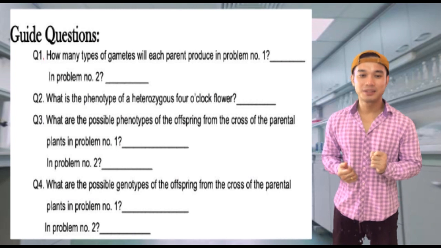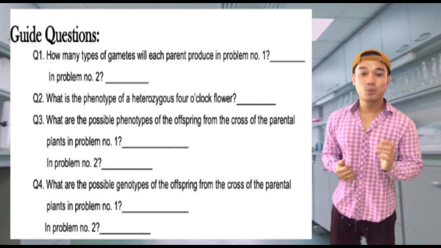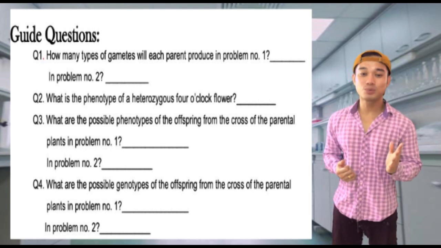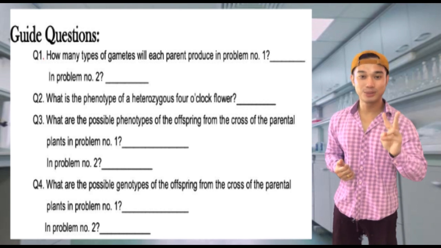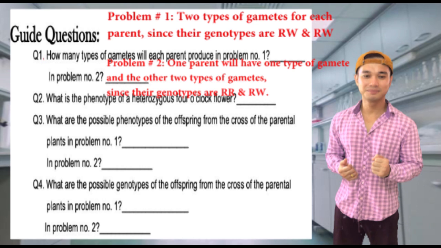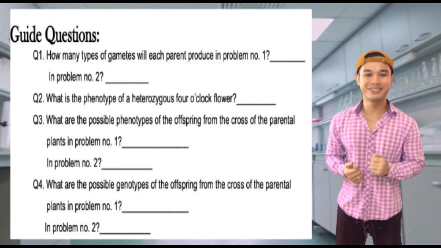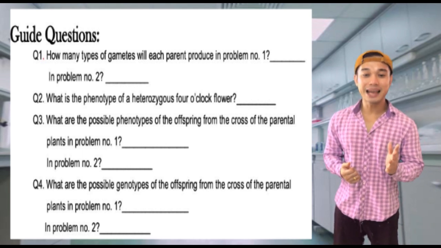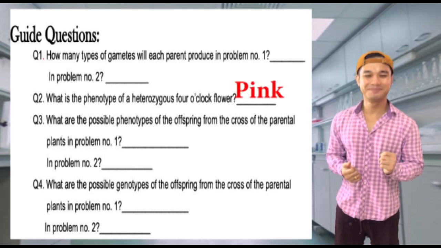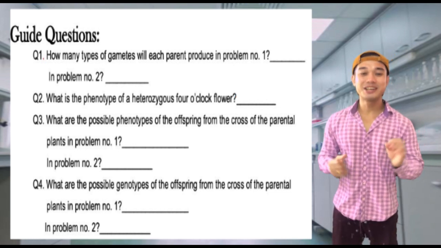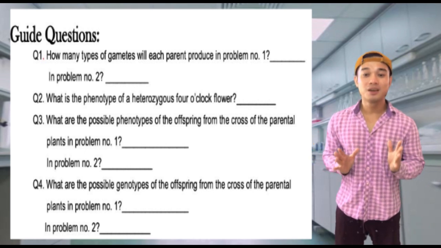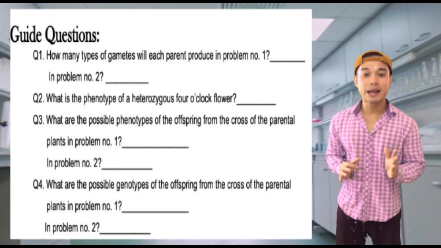Guide question number 1. How many types of gametes will each parent produce in problem number 1? Also, how many types of gametes will each parent produce in problem number 2? Very good. Question number 2. What is the phenotype of a heterozygous 4 o'clock flower? Really? Good job. Guide question number 3. What are the possible phenotypes of the offspring from the cross of the parental plants in problem number 1?